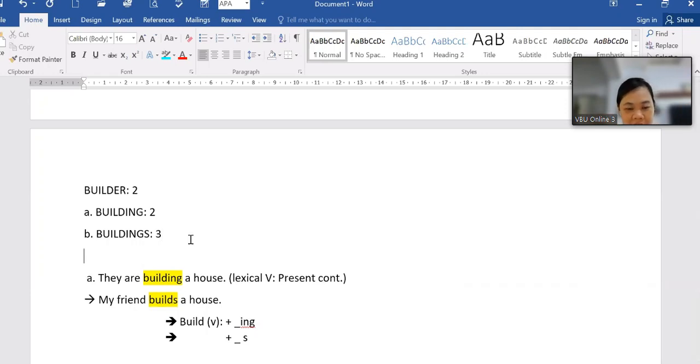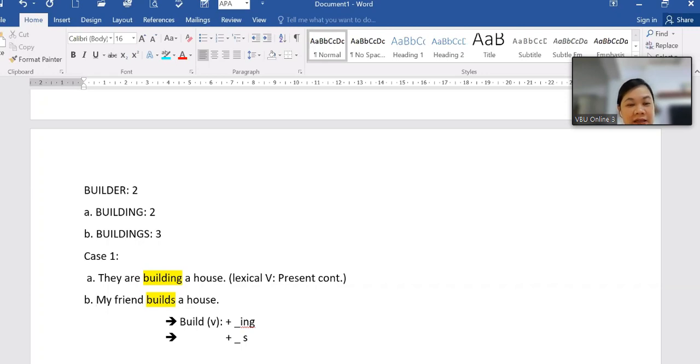In case one, we have two examples for the verb build. In sentence A, we have the present continuous of the verb build, so we need to put ing to create building. To be suitable to the verb tense, we need to put ing.